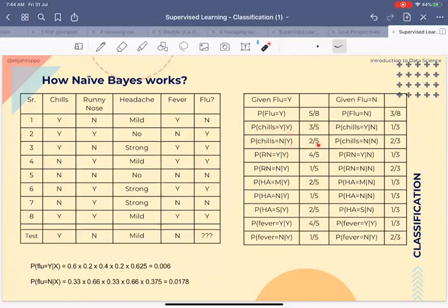So we have 3 by 5, 2 by 5. Let's look at one more example. Maybe look at this part. What is the probability of HA? HA is headache. What is the probability of headache given that we know they do not have flu?